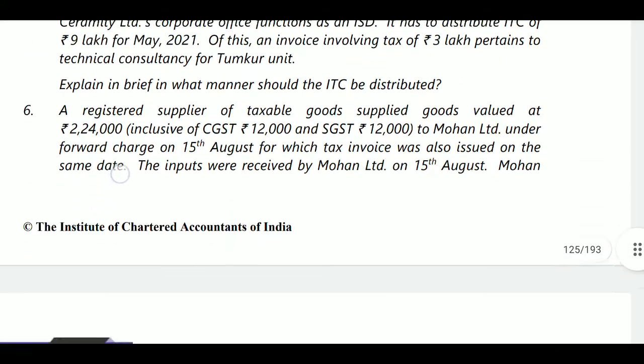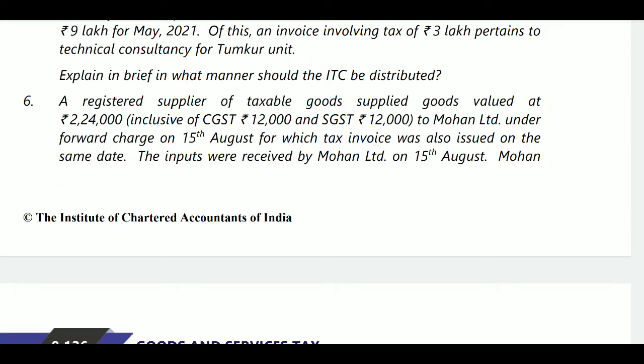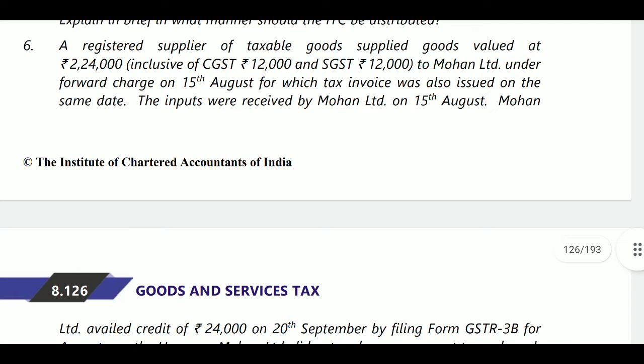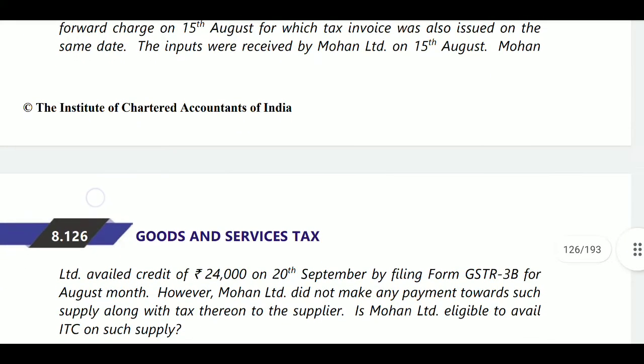Next, question number 6th. What is there in question number 6? A registered supplier supplied taxable goods valued at 2,24,000, inclusive of IGST 12,000, SGST 12,000, to Mohan Limited under forward charge mechanism on 15th August. So the supplied goods will be 2,24,000 and the tax invoice was also issued on the same date, 15th August. The input was received by Mohan Limited on 15th August. Mohan Limited availed credit of 24,000 in the September filing month.